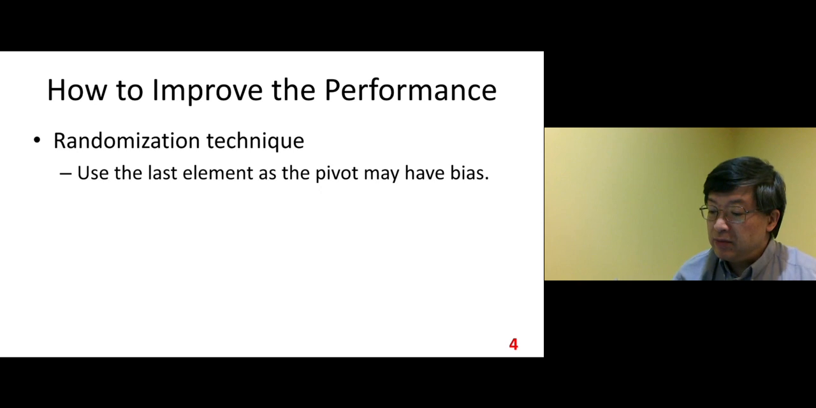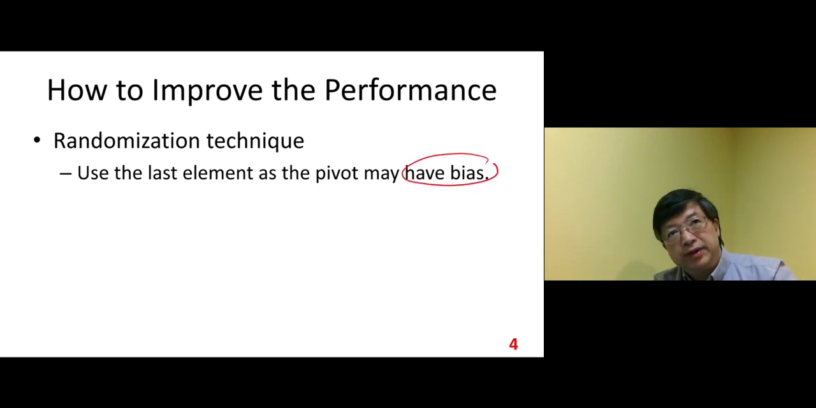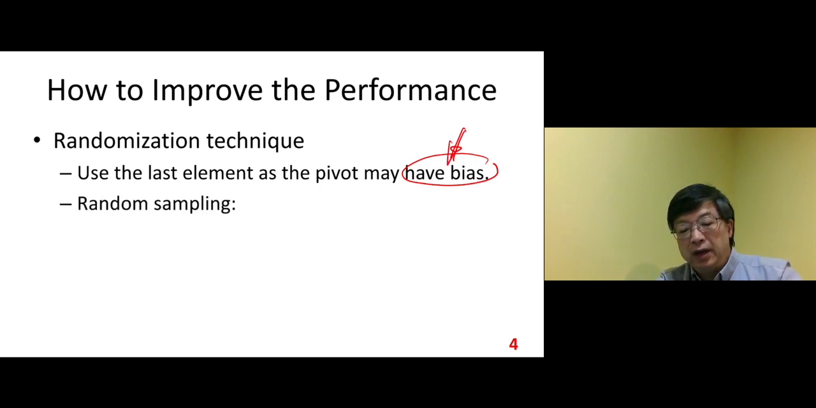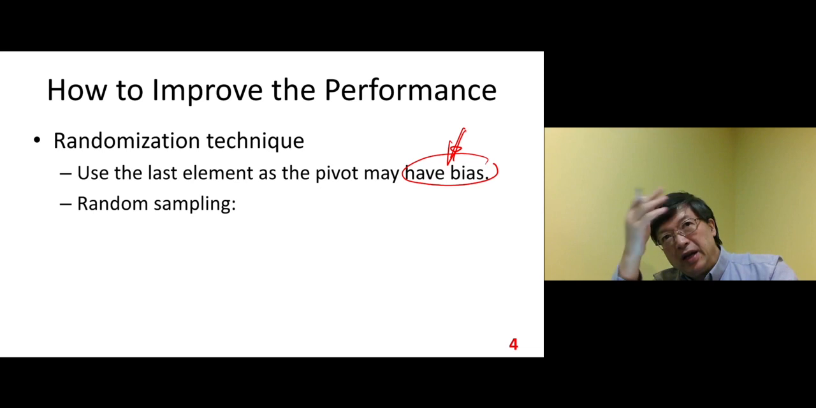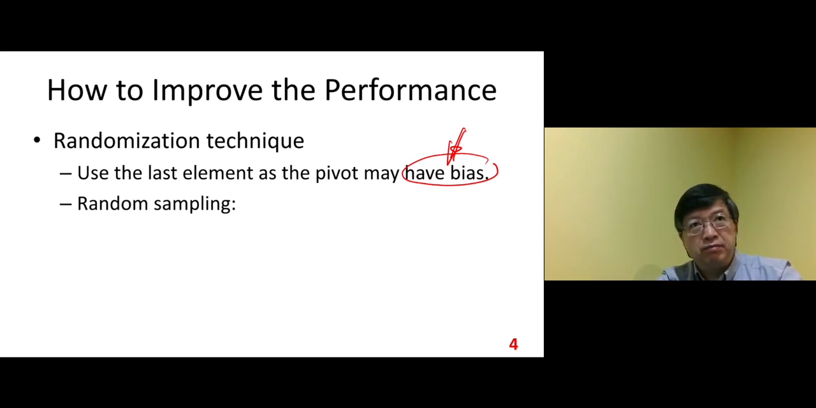Using the last element as the pivot may have bias. So we want to eliminate that possibility. How do we do it? Random sampling. We select any element randomly, anywhere in the array. So we try to break any bias pattern.